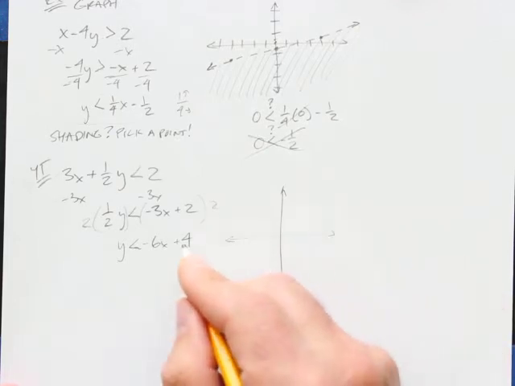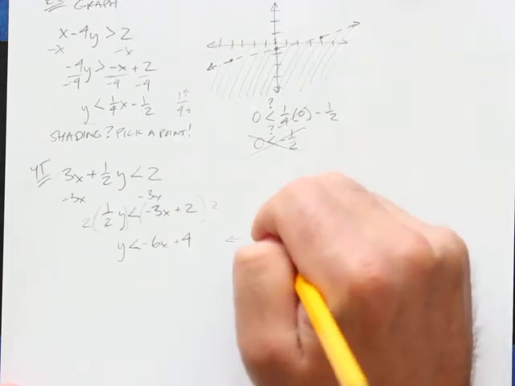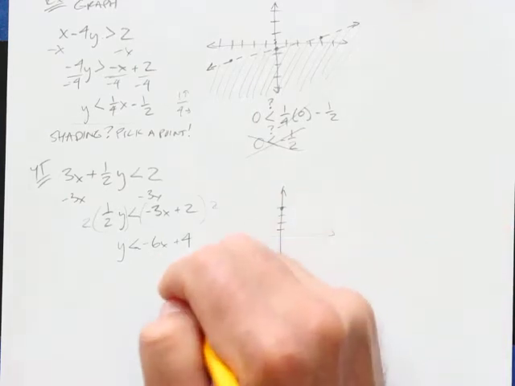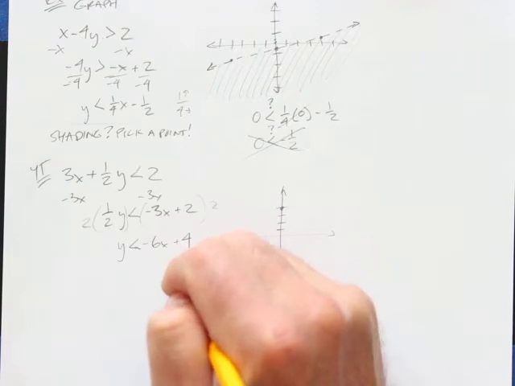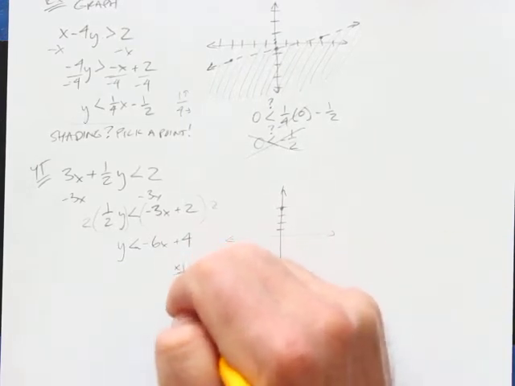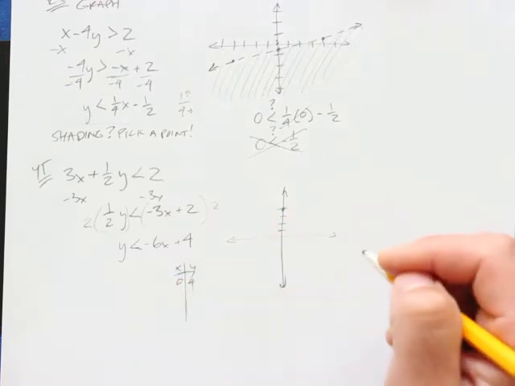When x is 0, y is 4. 1, 2, 3, 4. There I am. Now if you want to make a t-table to pick some points here, go ahead and feel free to do so. When x is 0, y is 4, put on some other numbers and plot this thing.